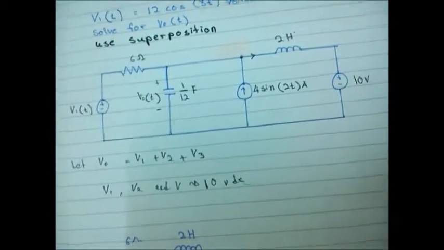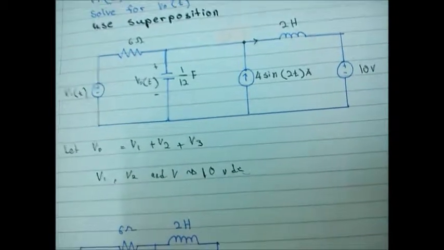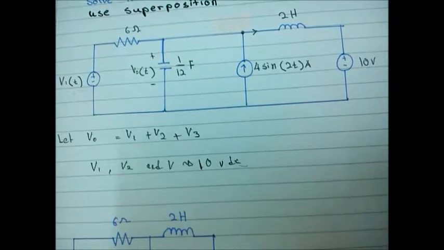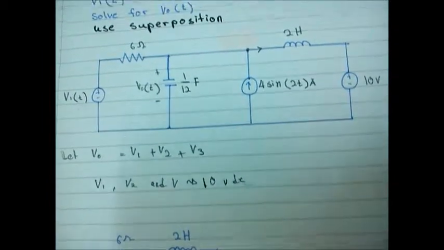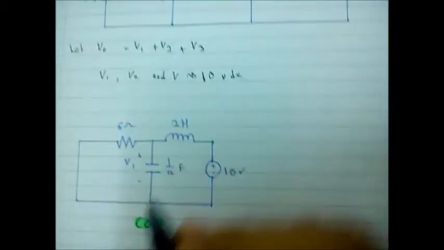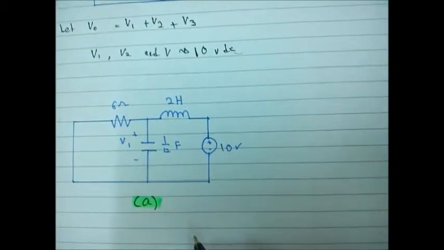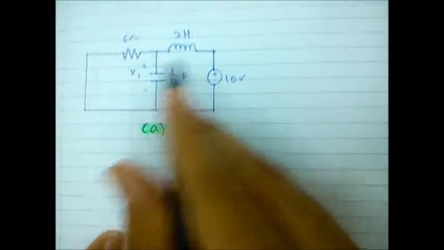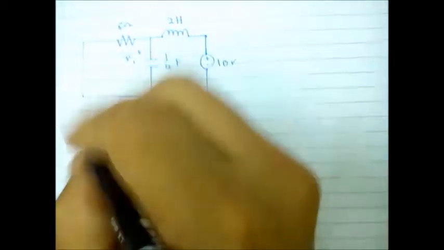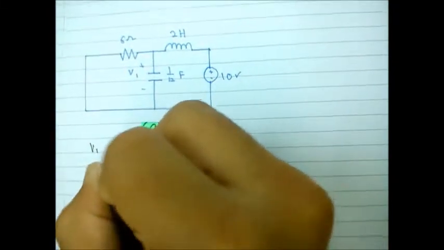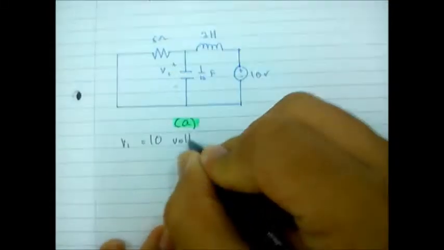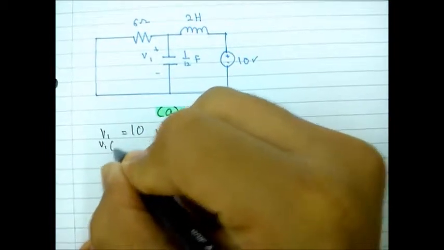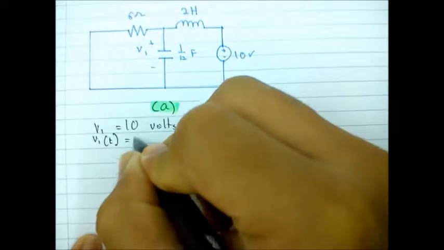For V1, consider figure A here. The capacitor is an open circuit to DC, while the inductor is a short circuit, and hence V1 equals 10 volts, and v1(t) equals 10 volts also.